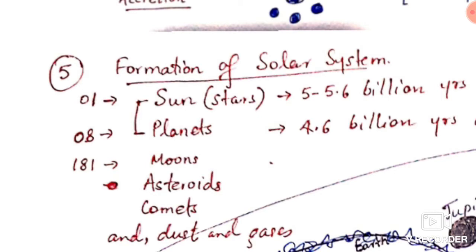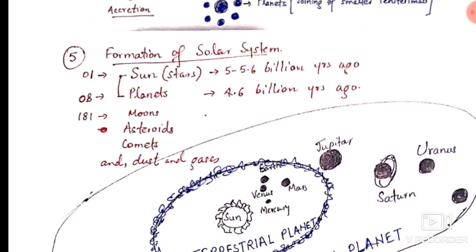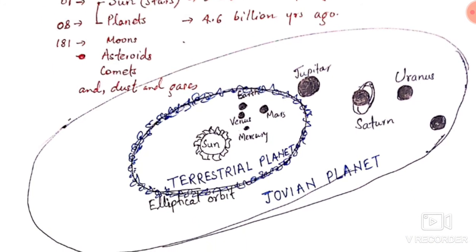It is the planet Saturn around which 82 moons are revolving. And the second number goes to the planet Jupiter, around which 79 moons are revolving. And the sun formed before or between 5 to 5.6 billion years ago, and the planets formed later than the formation of sun, which is 4.6 billion years ago. We will easily understand the concept of solar system through this diagram.